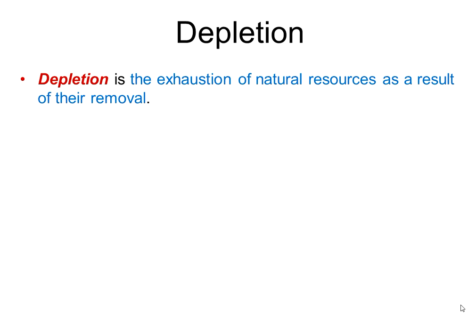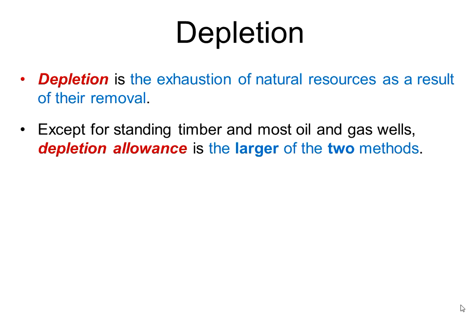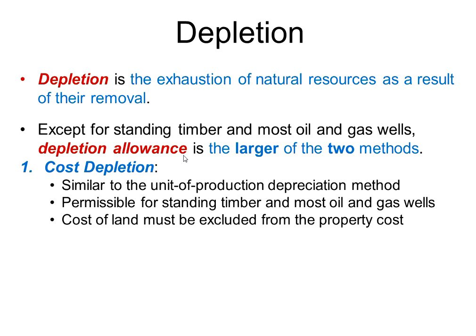Now, related to the unit of production depreciation is depletion. Depletion is exhaustion of natural resource as the result of the removal of that resource. It's used except for standing timber and most of oil and gas wells. We have depletion allowance, and that's the larger of the two methods, either cost depletion or percentage depletion. The cost depletion is very similar to the unit of production depreciation method.